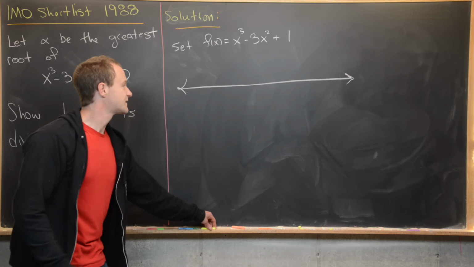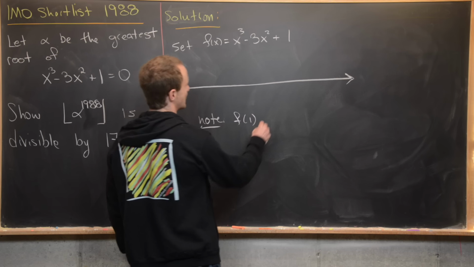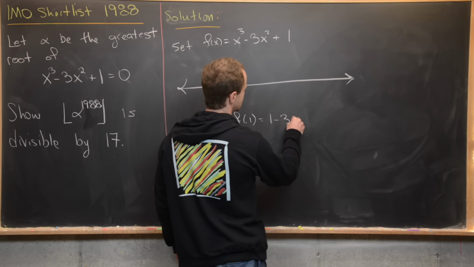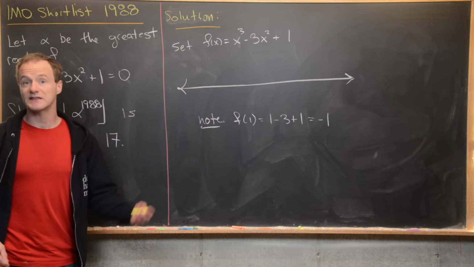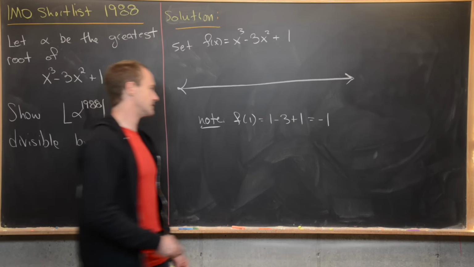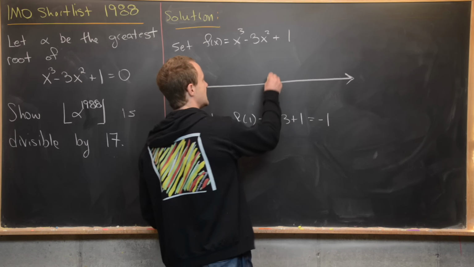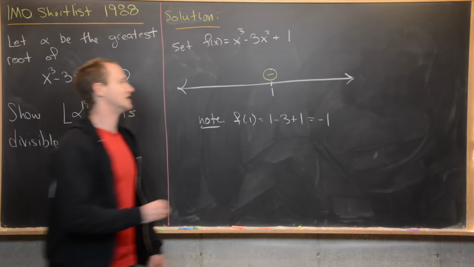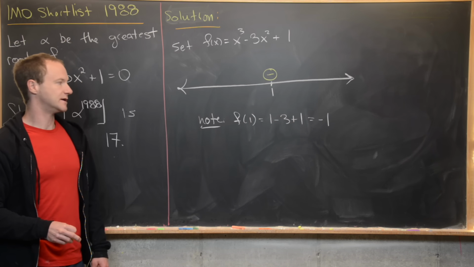Okay, so let's first notice that if we take f and evaluate it at 1, we get 1 minus 3 plus 1, so that's equal to negative 1. So that's a good piece of information already. So let's go here to 1, and we'll say here that our function is negative. So that's at the point x equals 1.